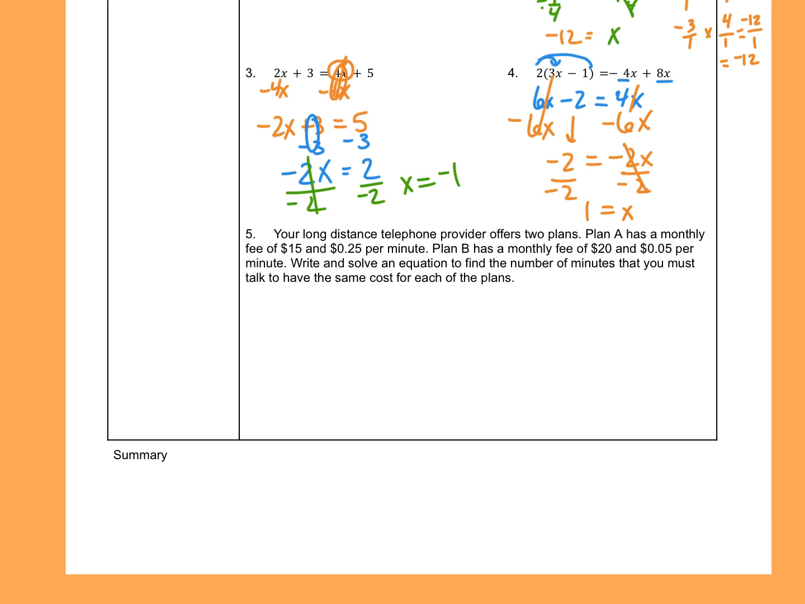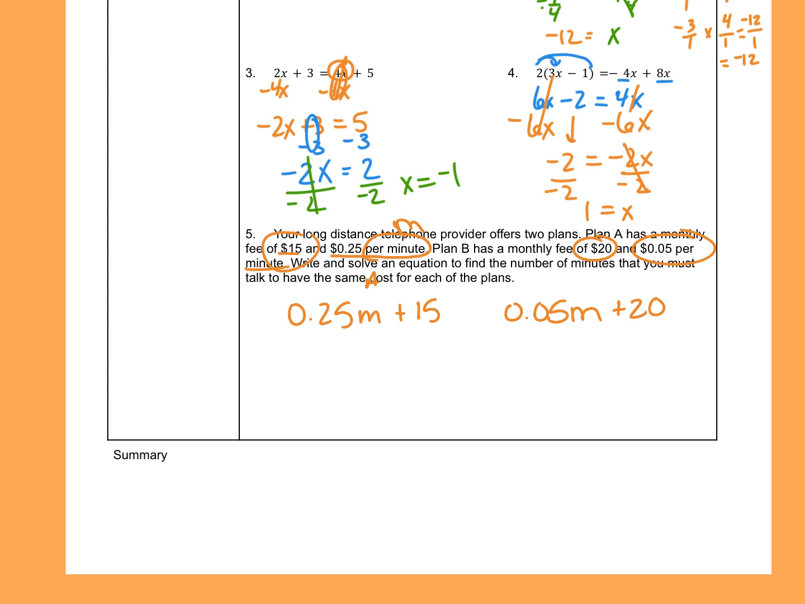Your long-distance telephone provider offers 2 plans. Plan A has a monthly fee of $15 and 25 cents per minute. Per minute usually tells me I'm going to multiply, and we'll use m for our variable. So 25 cents per minute, so it means 25 cents per the number of minutes that I use. Plus, I'm also paying that $15 fee. So that's plan A. Plan B has a $20 fee and 5 cents per minute. So I have 5 cents per minute, so 5 cents times each minute, plus that $20 fee that I'm paying.